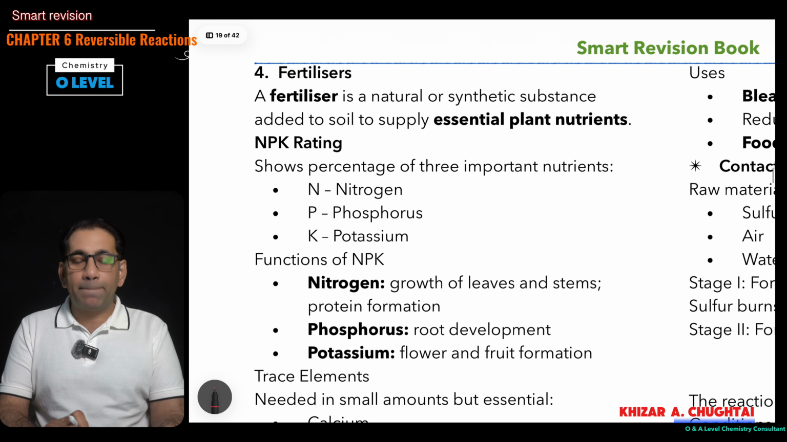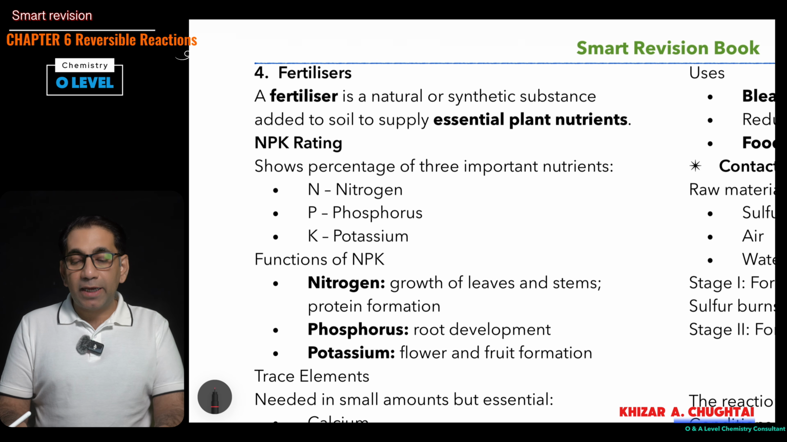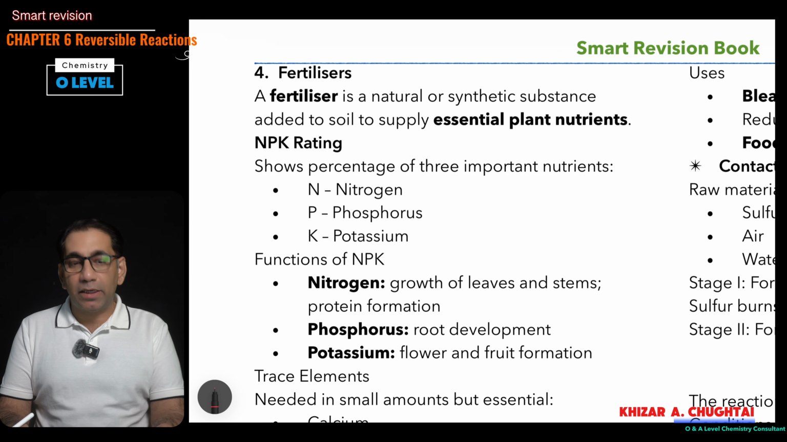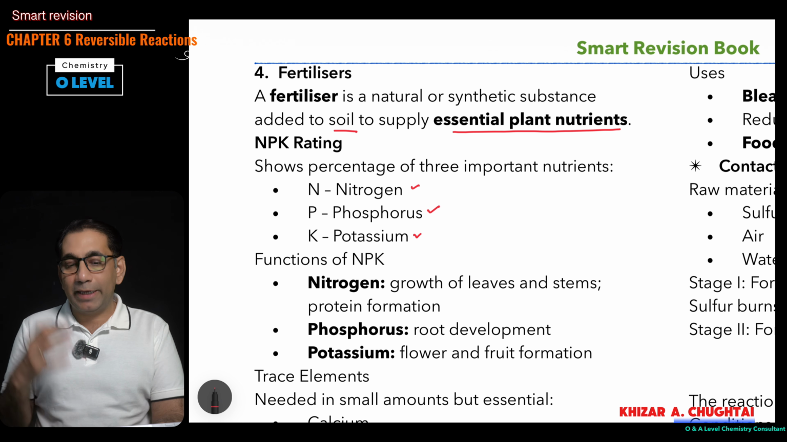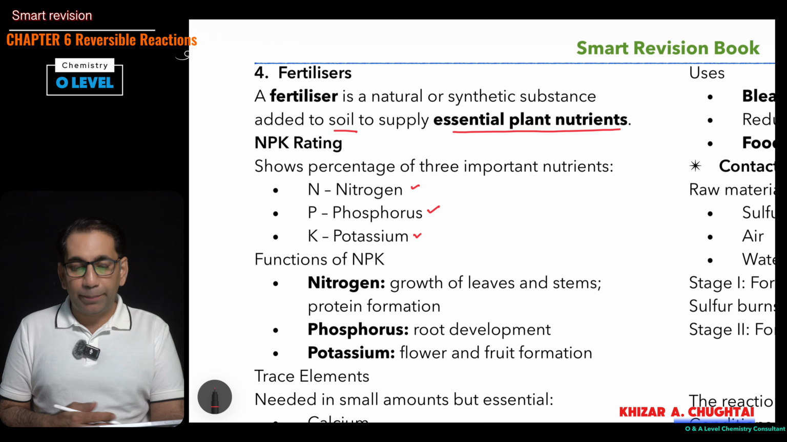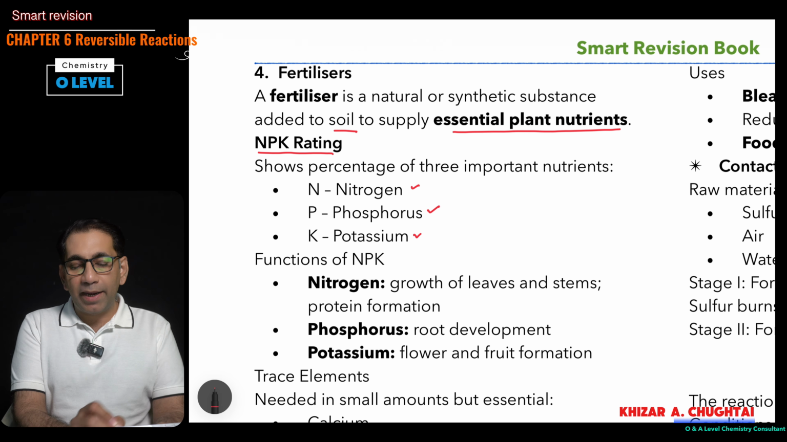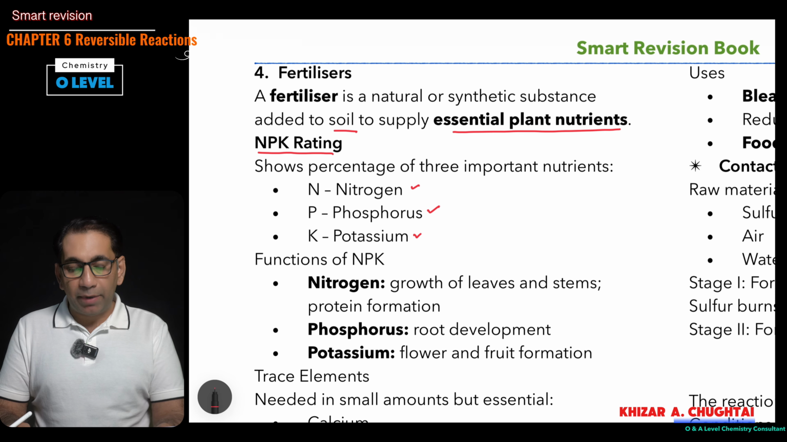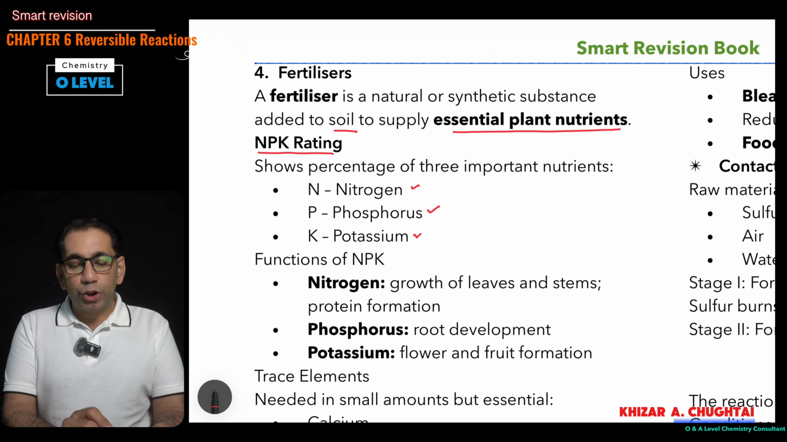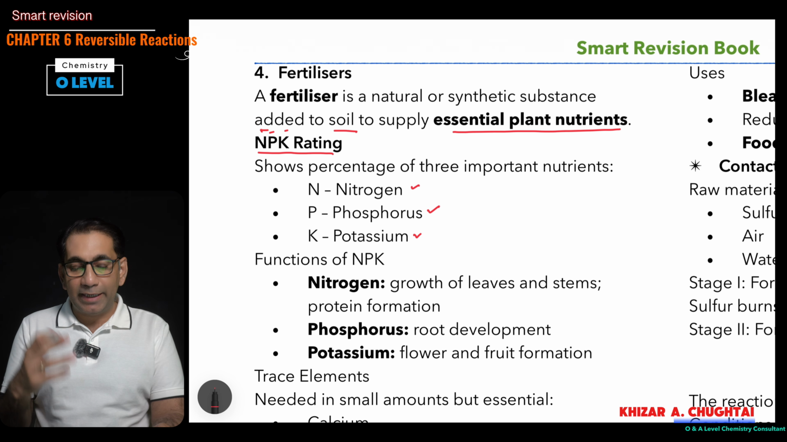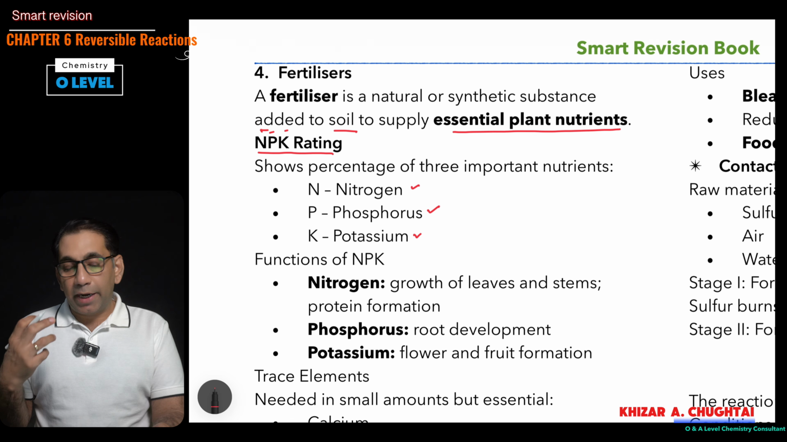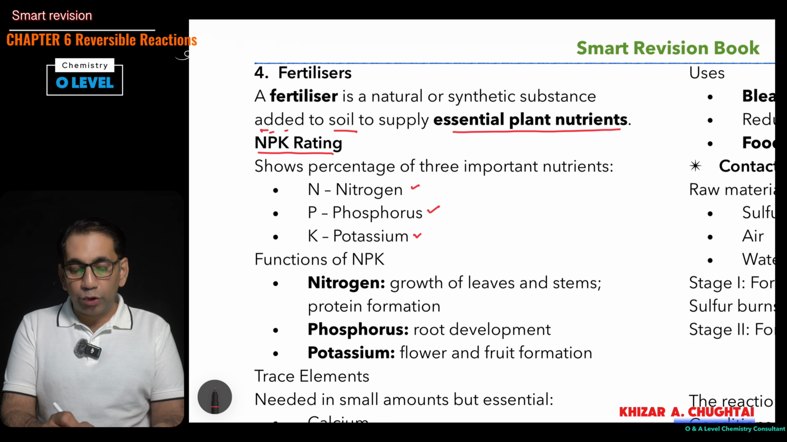Next thing is fertilizers. What are fertilizers? Fertilizers are natural or synthetic substances that are added to the soil to supply essential plant nutrients. You can say nitrogen, phosphorus and potassium are the essential nutrients for the plant to grow. So the NPK rating is essential for all types of fertilizers. It shows the percentage of the 3 important nutrients. The NPK rating basically tells us the percentage of nitrogen, phosphorus and potassium.